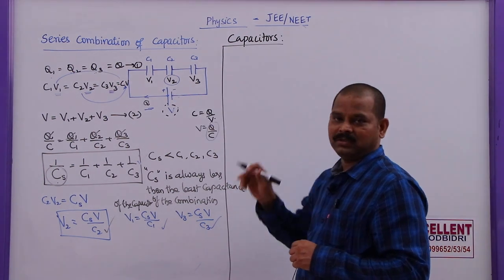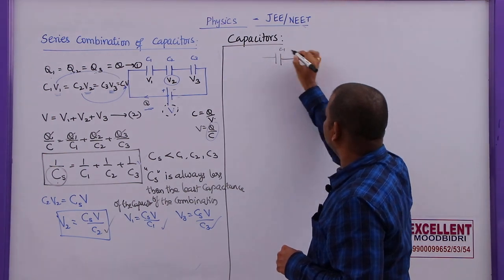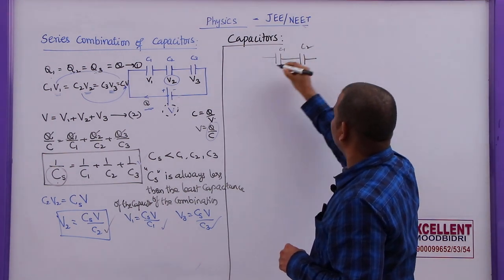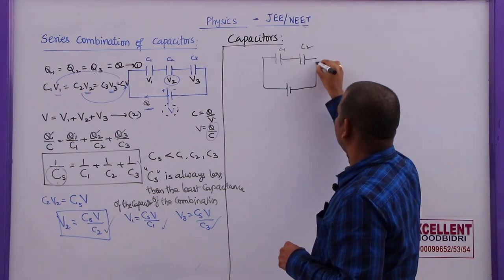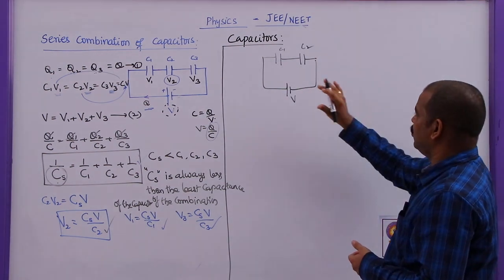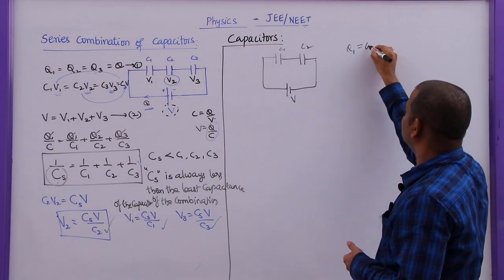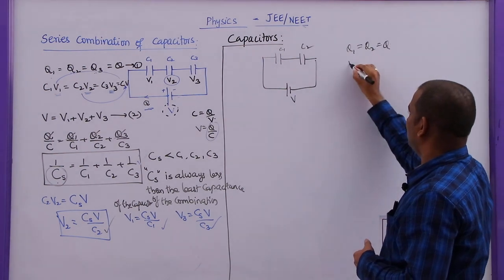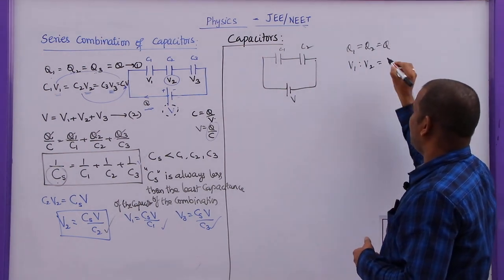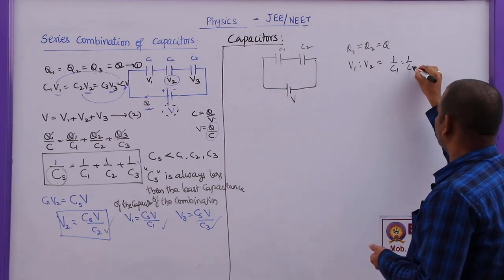Instead of three capacitors, suppose you take only two capacitors, C1 and C2, connected to a battery of potential V. Now, what is the ratio of charges here? Same thing, Q1 is equal to Q2 is equal to Q. What is the ratio of the potential drop across these two? This is equal to 1 by C1 is to 1 by C2.